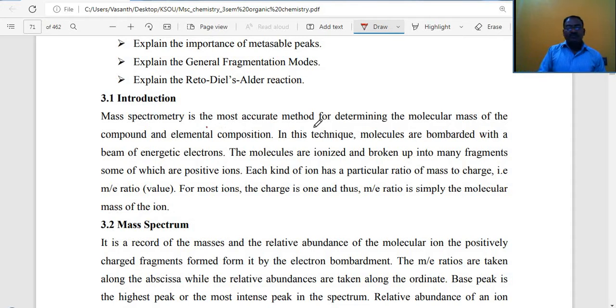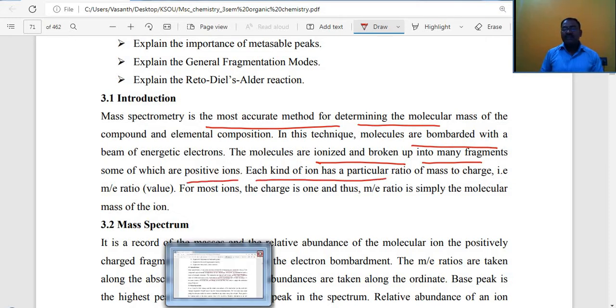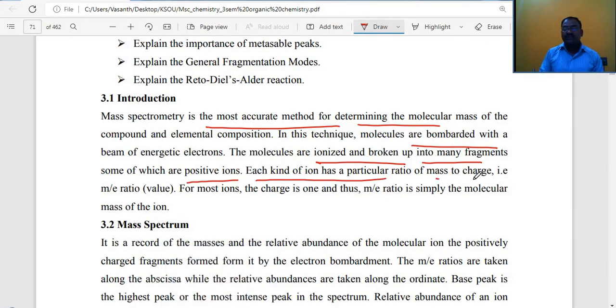Here, mass spectroscopy is the most accurate method for determining the molecular mass of a compound and its elemental composition. In this technique, the molecules are bombarded with a beam of energetic electrons. The molecules are ionized and broken up into many fragments, some of which are positive ions. Each kind of ion has a particular ratio of mass to charge.